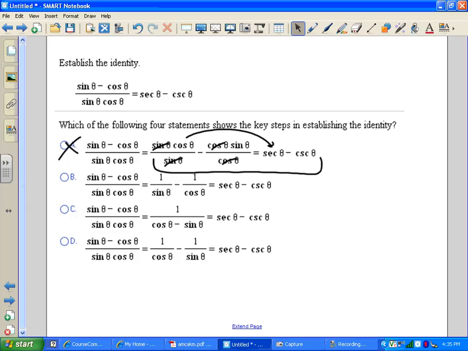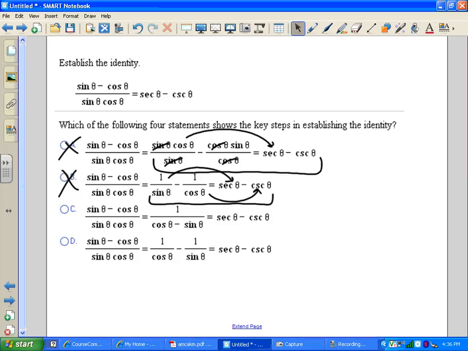Now in choice B, this one actually sort of looks okay, but there's a mistake there too. So they're saying that 1 over sine here is secant and that 1 over cosine is cosecant, and so that's backwards there. 1 over sine is cosecant and 1 over cosine is secant, so that one didn't work.